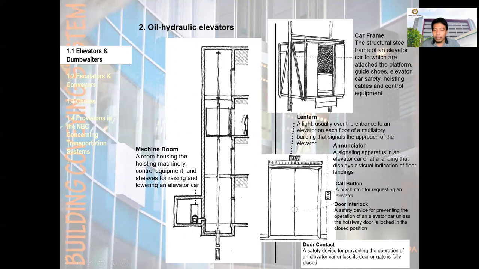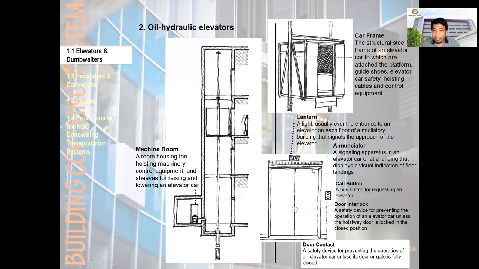And then you have also the lantern. This is a light usually over the entrance to an elevator on each floor of a multi-story building that signals the approach of the elevator. You can have going up or going down, or you can have the numbering of the levels.